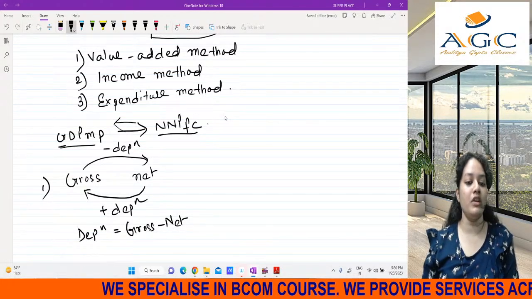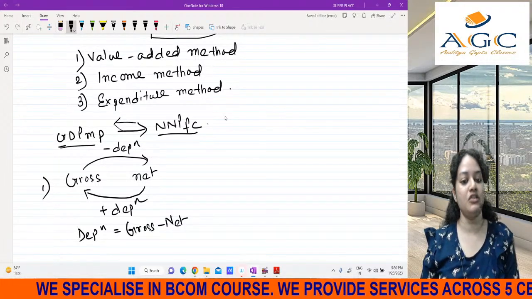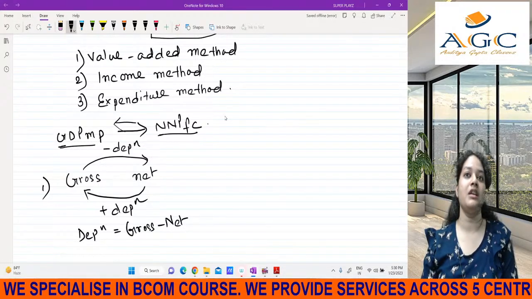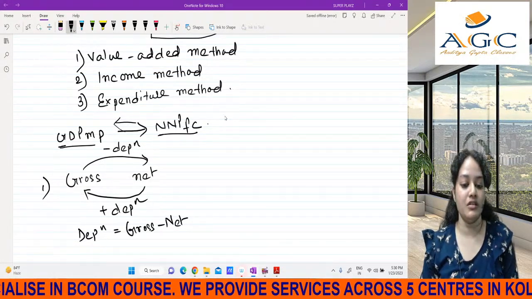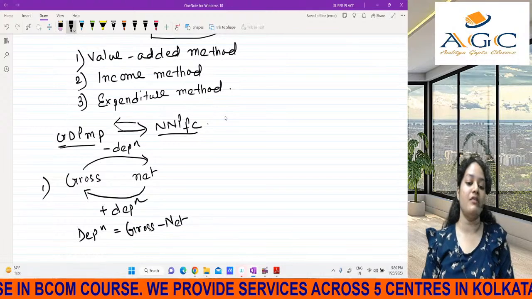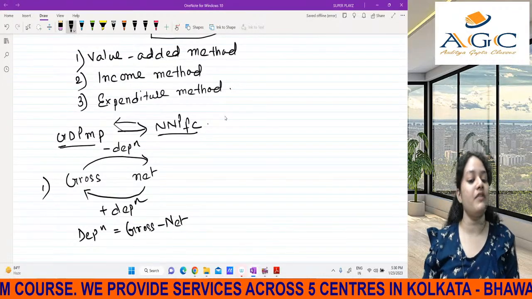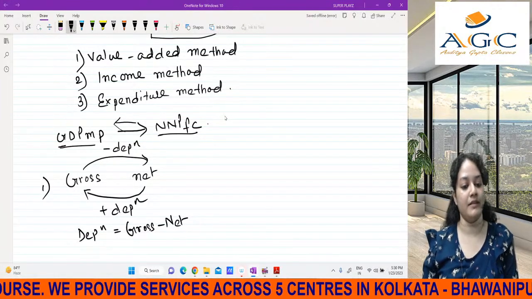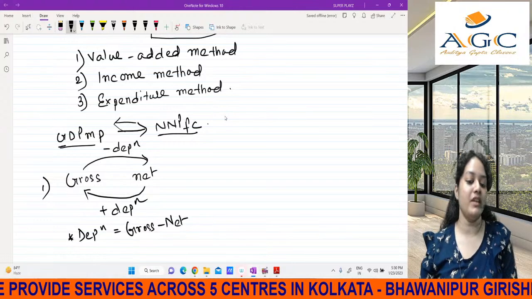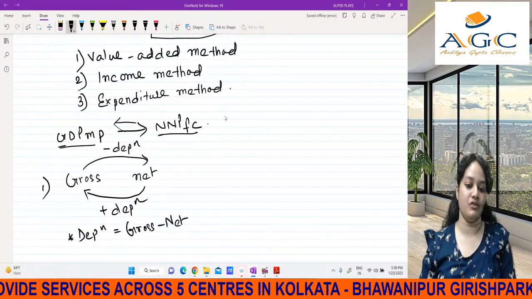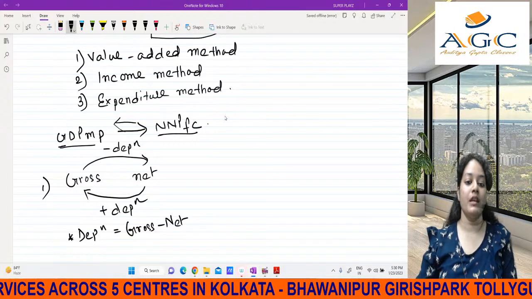So what do we know now? If we have to go from gross to net, we have to deduct our depreciation. If we are going from net to gross, we have to add our depreciation. And if depreciation is not given, we have to see if we have any gross value or net value. If we have those values, we can find out our depreciation from that, right? And if nothing is given, then we will take 0 to be our depreciation's value.